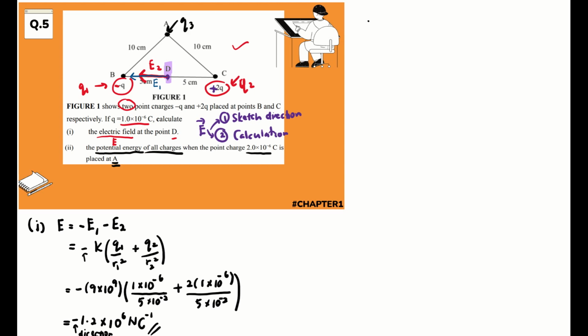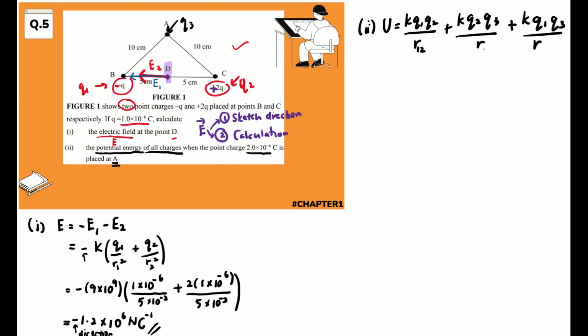For the second question, to find the electric potential energy, class, we have U. It's an energy between Q1 and Q2 over R, Q2 and Q3 over R, and also an energy between Q1 and Q3 over R. So here is R12, R23, R13.